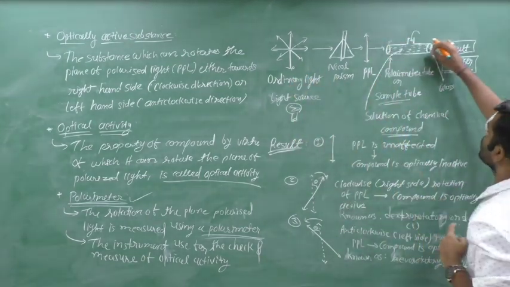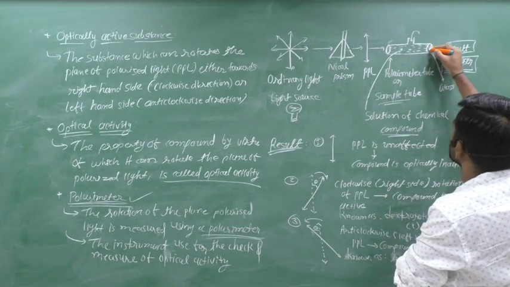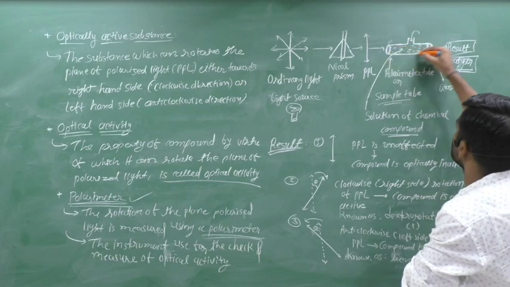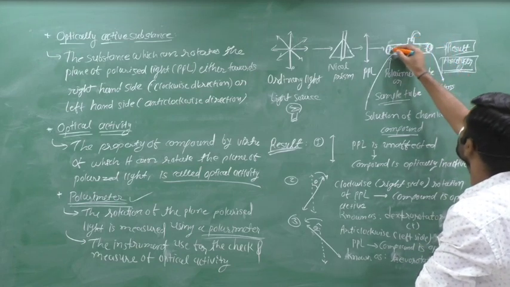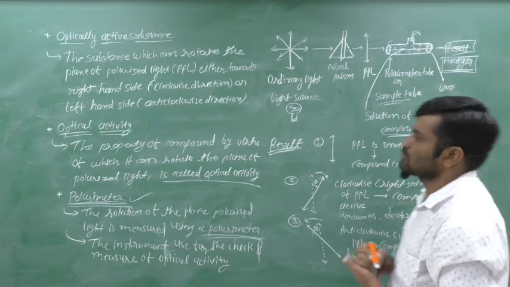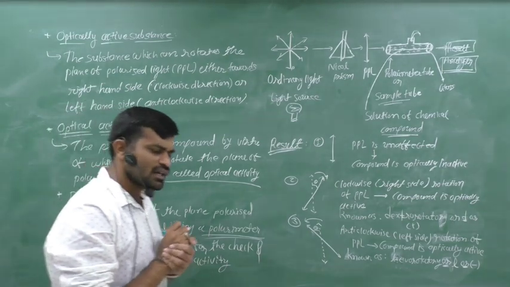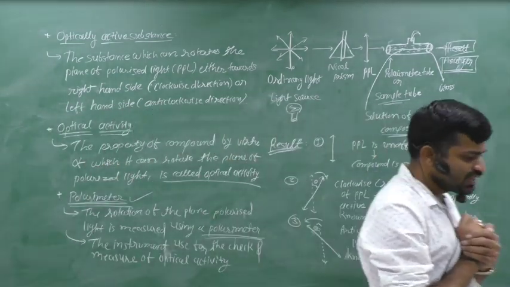We pass the PPL through the polarimeter tube. Polarimeter tube means it is made of glass or plastic. Here is a space to fill the solution. We pass the PPL through that, and here is the result we get from the analyzer. Now we check. There are three possibilities in the result.